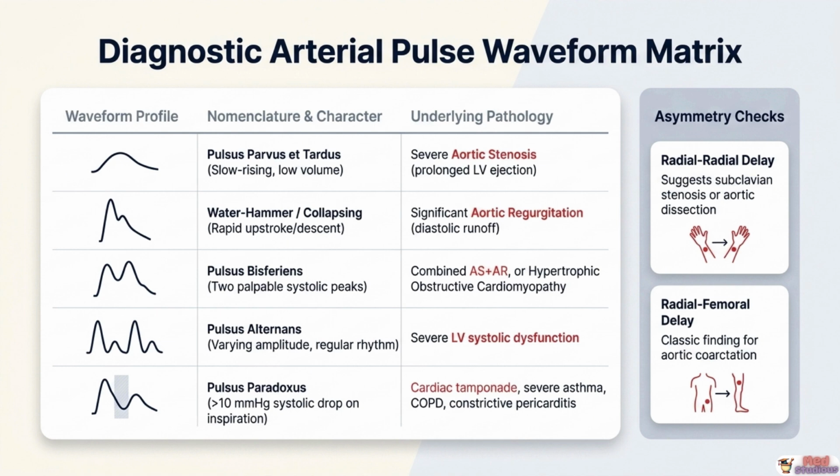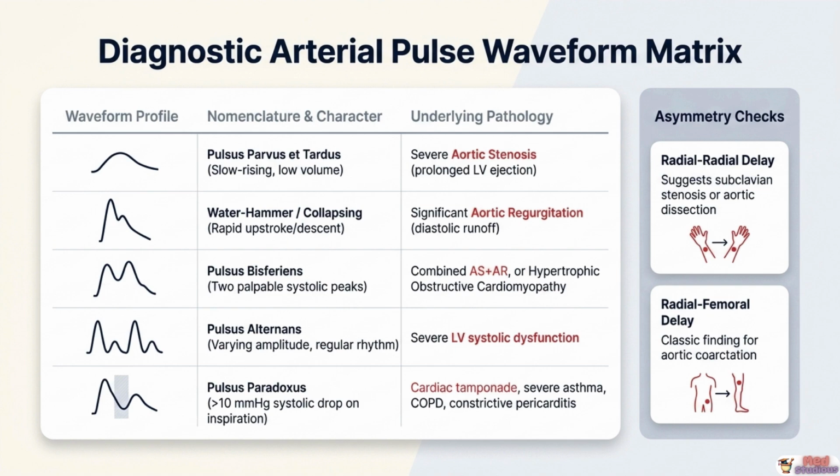The water hammer, or collapsing pulse, shows a rapid upstroke followed by an equally rapid descent, diagnostic of significant aortic regurgitation and its characteristic diastolic runoff. Pulsus bisferiens shows 2 distinct palpable systolic peaks, found in combined aortic stenosis and regurgitation, or in hypertrophic obstructive cardiomyopathy. Pulsus alternans shows varying amplitude despite a perfectly regular rhythm, a worrying sign of severe left ventricular systolic dysfunction.